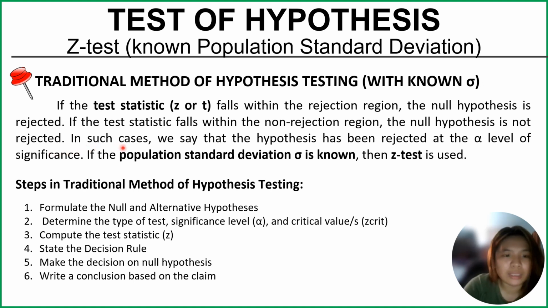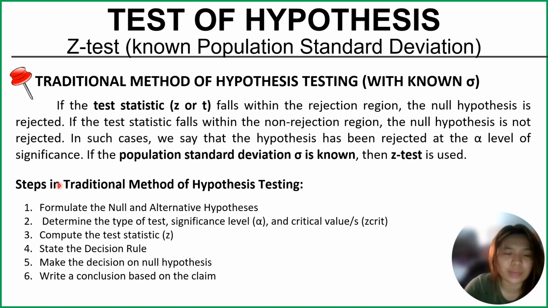In such cases, we can say that the hypothesis has been rejected at the alpha level of significance. If the population standard deviation, which is also known as sigma, is known, then the z-test is used.